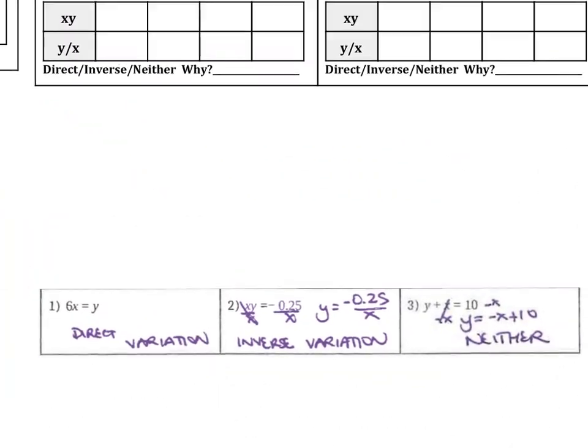So trying this out, number 1, that is direct variation. You didn't have to rewrite it because y is already isolated. y equals 6x, and so that's multiplying, and so that is direct. Number 2, we have to divide by x to isolate our y, and we notice that that is inverse variation. Number 3, that is neither because that is subtracting. You have negative x plus 10, so that is neither.